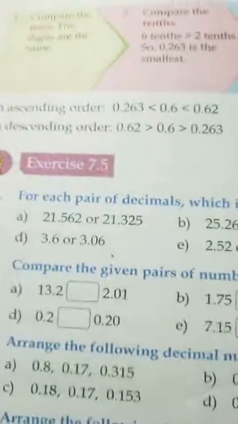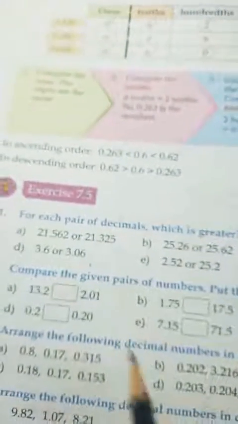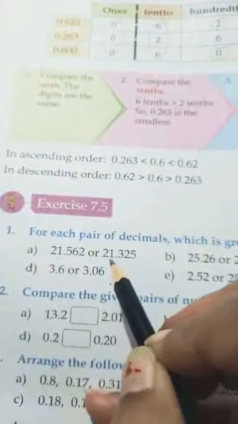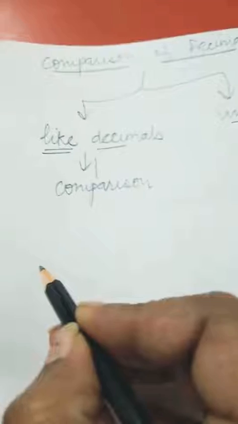Yes, now let's move to sum number 1, that is of exercise 7.5. Here first sum is there. For each pair of the decimals, which is greater? We have to tell which is greater. Yes, as first A part is there, 21.562 or 21.325. Yes, now see here how to solve.